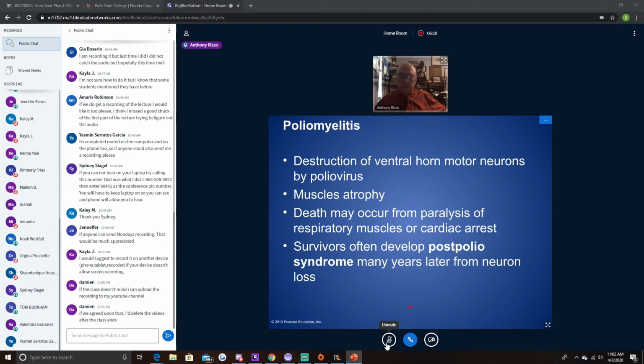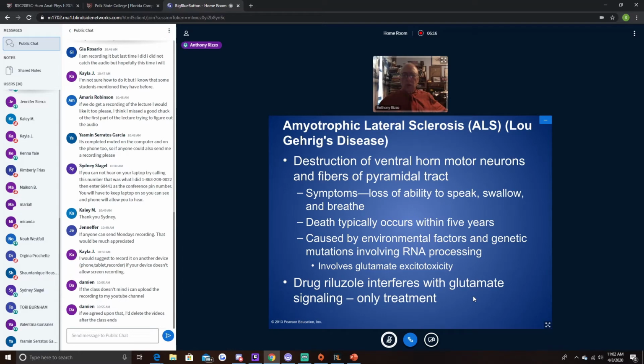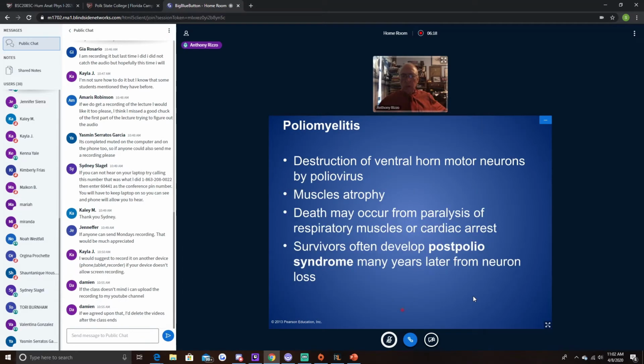This is bad. So we got very close. We got very close to eliminating poliomyelitis. We got very close to eliminating it.